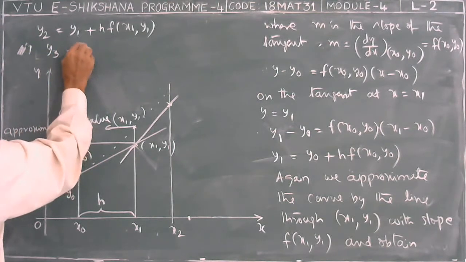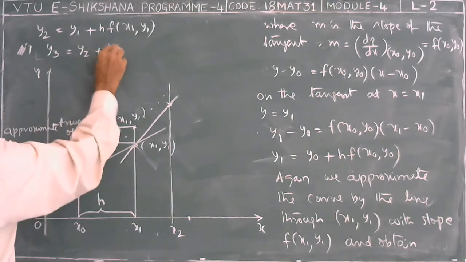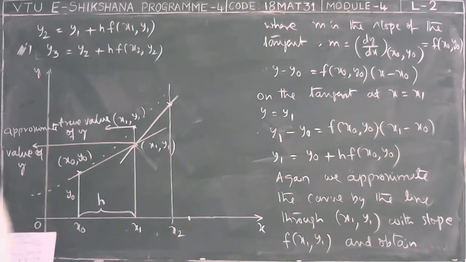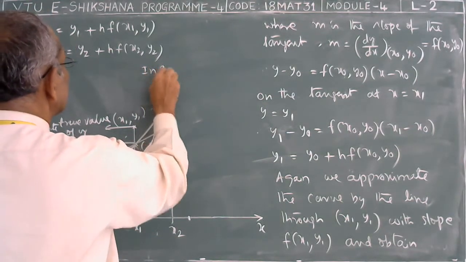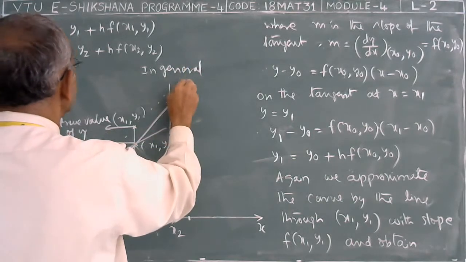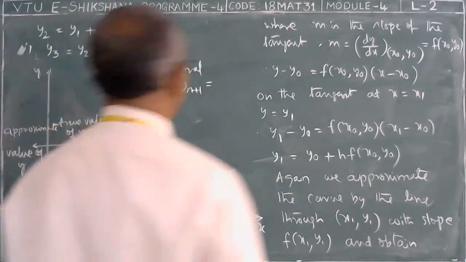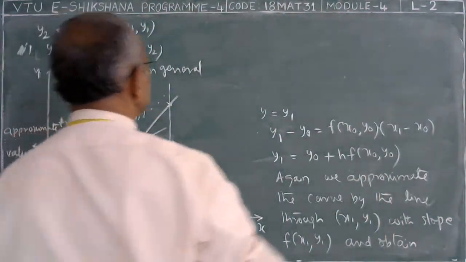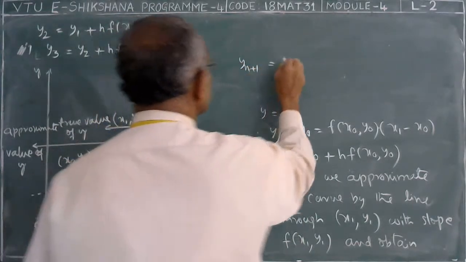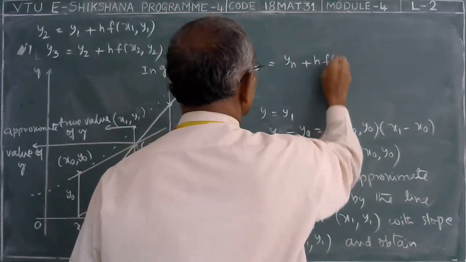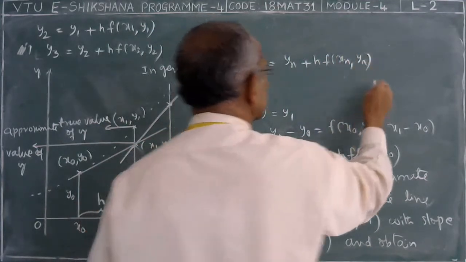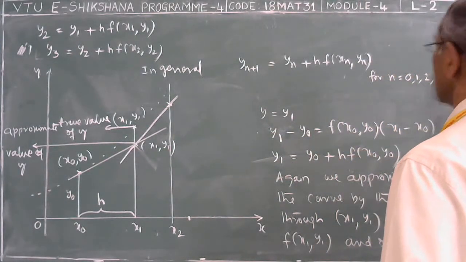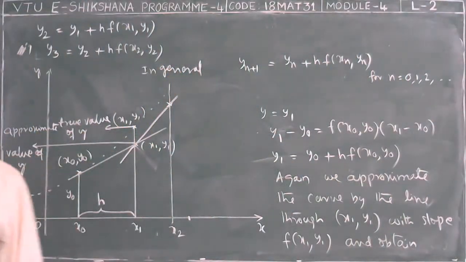Similarly, y3 is obtained as y2 plus h into f of x2 comma y2. And in general, yn plus 1 is equal to yn plus h into f of xn comma yn, and this is for n equal to 0, 1, 2, etc. Now this is the Euler's method.